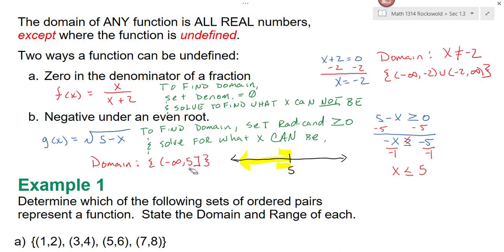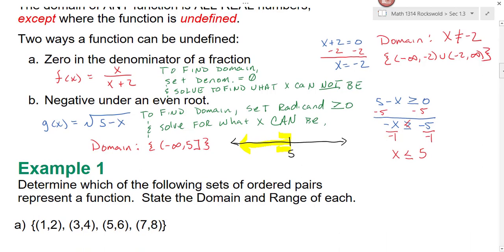How many of y'all have to take calculus eventually? Definitely be familiar with interval notation. The domain for any function is all real numbers except where the function's undefined, and here's the 2 ways right now that our functions can be undefined.